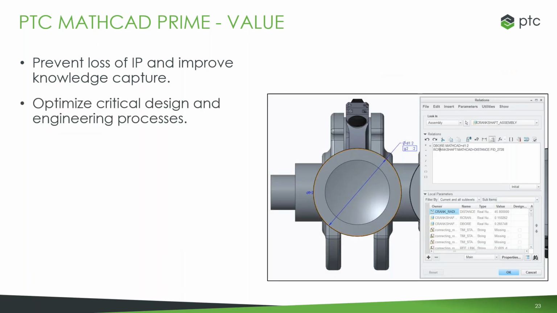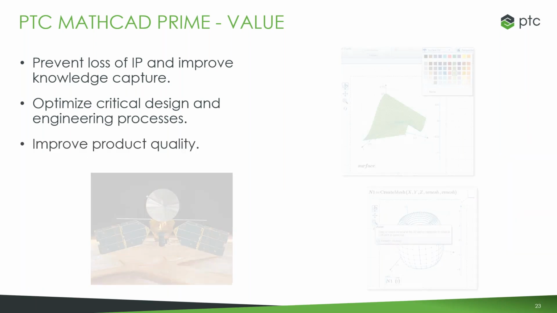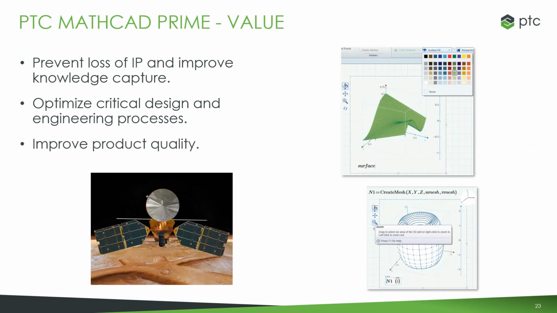You can also optimize critical design and engineering processes by having that connection with the CAD tool to allow you to analyze, verify, and validate while you're going through that design process. You can also improve your product quality. If you have that extra check to make sure all the units are compatible, not everything has been converted to the same one, it's going to help you make sure there's no uncertainty that you're meeting the design requirements.